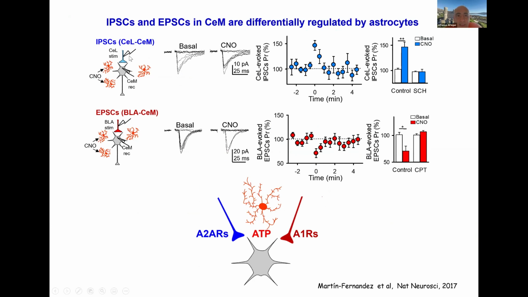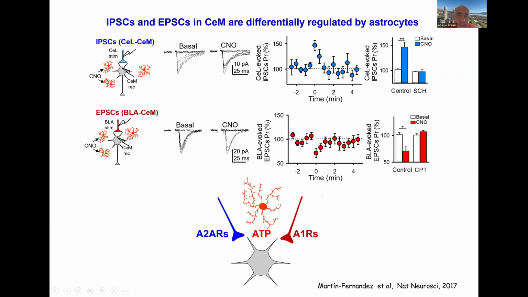And we observed that before the activation of the astrocytes we see these synaptic responses, and upon activation with CNO, the probability of having these inhibitory currents was much enhanced, as quantified here. So the activation of the astrocytes enhanced the inhibitory synaptic transmission in the centromedial nucleus, and this was mediated by the release of ATP that converted to adenosine, and it is blocked by blocking the A2A receptors.